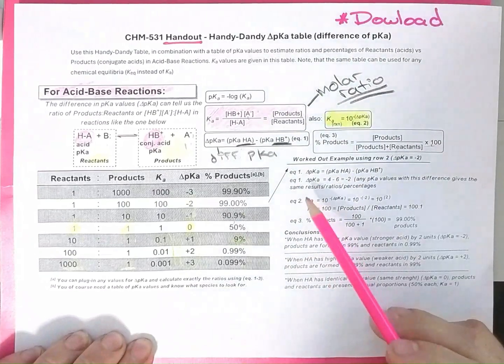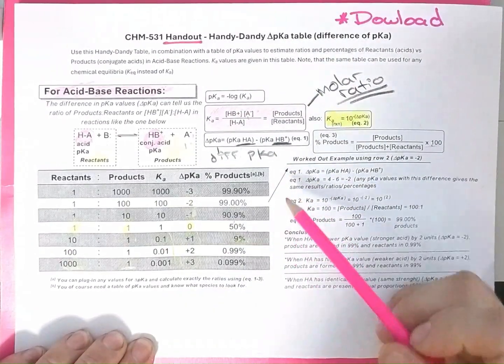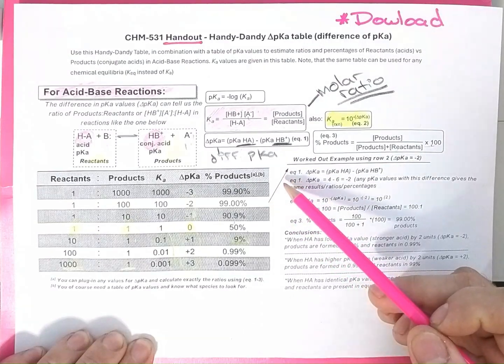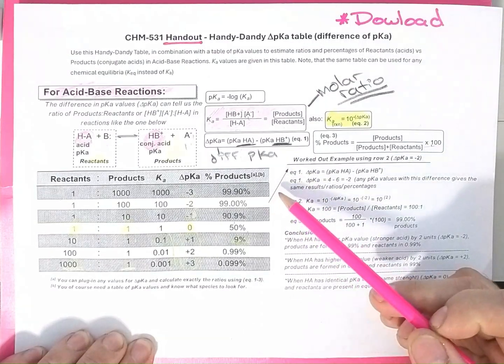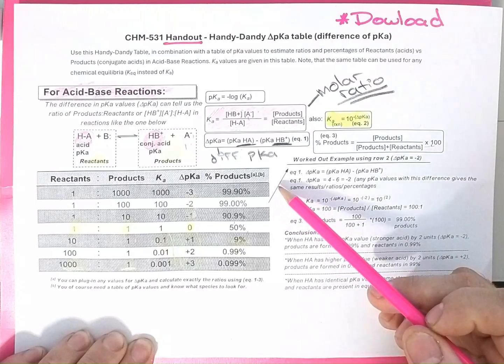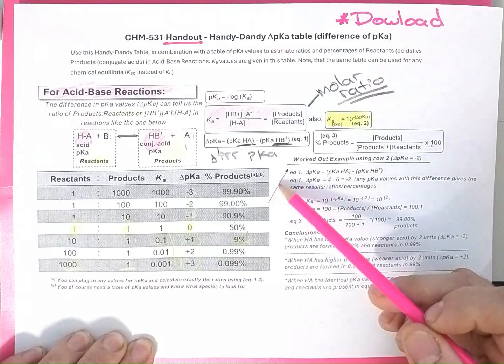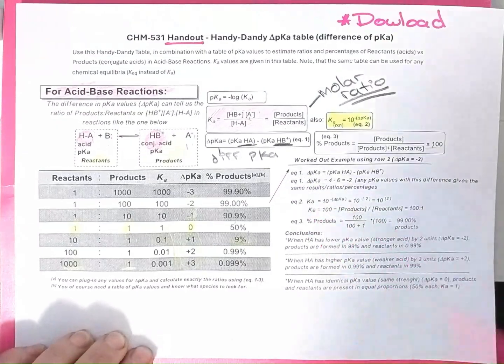Okay, so in the next class, we're going to look at examples on how we can use this very powerful table to predict and even estimate, a ballpark estimation of the molar ratio or the percent ionized versus not ionized species when it comes to proton transfer reactions. And for now, this is it.